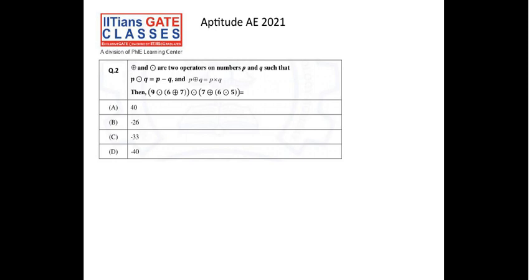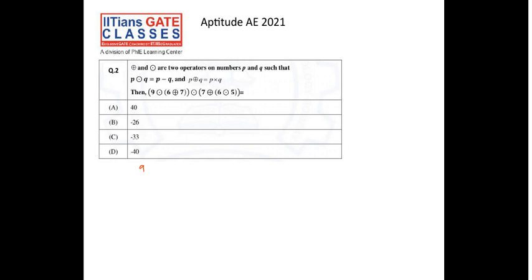Rounded plus and rounded dot are two operators on numbers P and Q such that P rounded dot Q is P minus Q and P rounded plus Q is P into Q. Then we need to evaluate this expression. It's a straightforward question, so let's directly evaluate it.